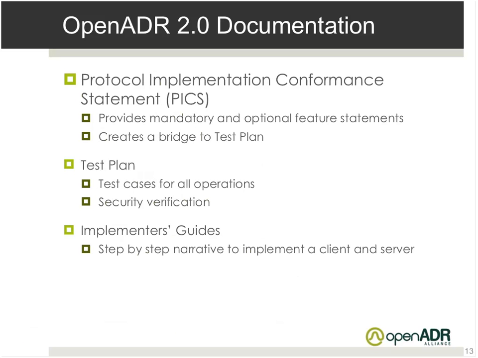The protocol implementation conformance statements, PICs, as I mentioned, essentially bridge between the features and the test plan. As I mentioned before, you will have to check off which of the optional items you use, or in fact, for instance, which security and which other features you have built in, and based on that, you need to run your tests for the certification. A test plan, very straightforward, of course, test cases and everything. And we also have some implementers guides that our members have been working on to make it easier for others to really grasp what we're trying to do and how the implementation would work.